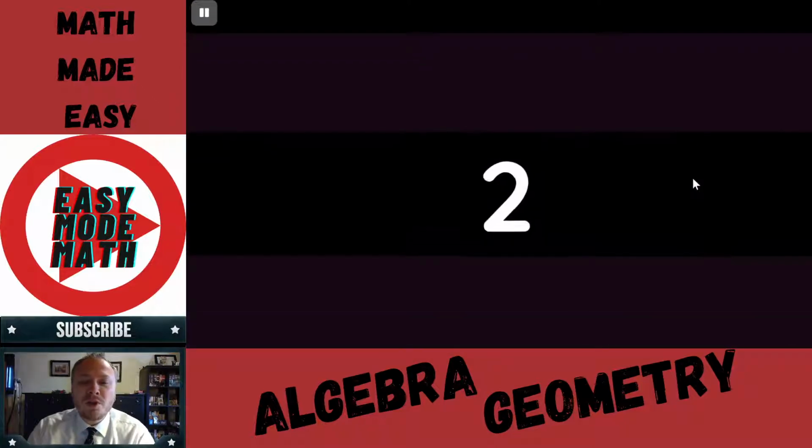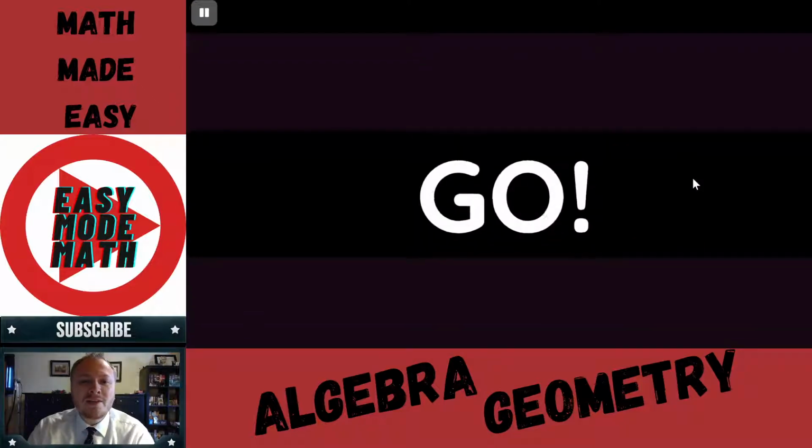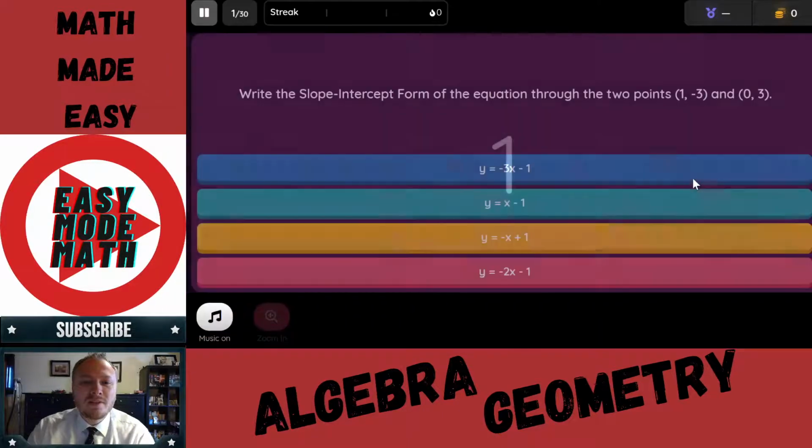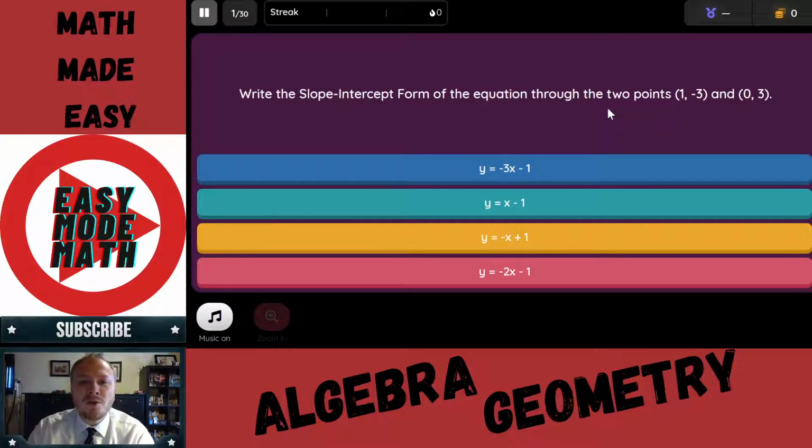Now, don't feel pressured. You can pause the video at any time. Write the slope-intercept form of the equation through the 2 points (1, -3) and (0, 3). Is it going to be y equals -3x minus 1, y equals x minus 1, y equals -x plus 1, y equals -2x minus 1? Pause if you need more time.